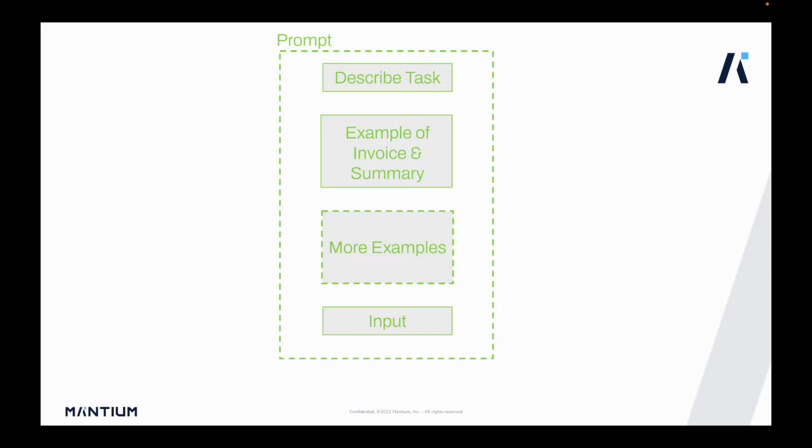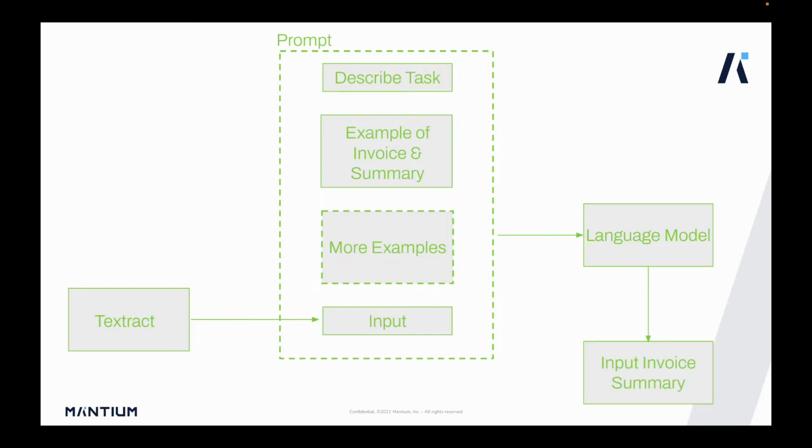So this prompt with Textract, you can extract text information from another invoice, and you can connect that to your input and then feed everything to your language model, which is the generative pre-trained language model that you can have access to in the Mantium AI Builder, and create your prompt, which then you can use to get the invoice summary for your new invoice, which you've extracted the information from using Textract.